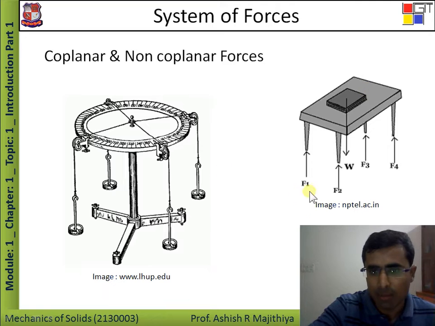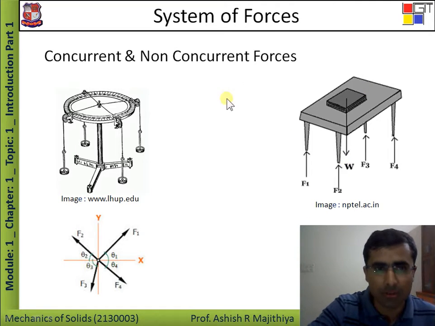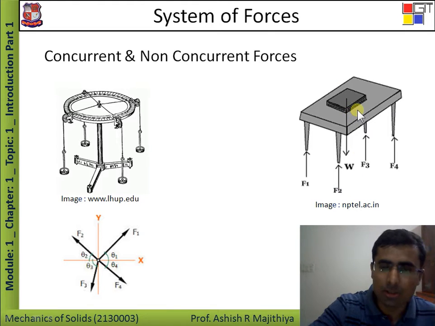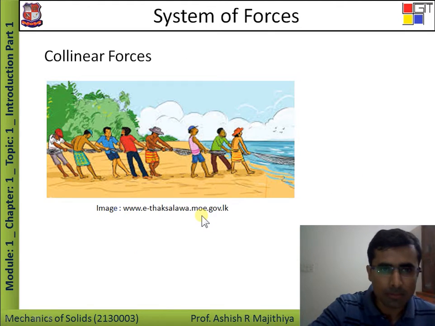Whereas in the second example, all the forces are in different planes, so it is an example of non-coplanar force. Next is concurrent force and non-concurrent force. Again, in the same example, the lines of action of all the forces meet at a single point, so it is called concurrent force. Whereas in this example, the lines of action do not meet at a single point. In fact, all the forces are parallel, so it is a non-concurrent type of force.